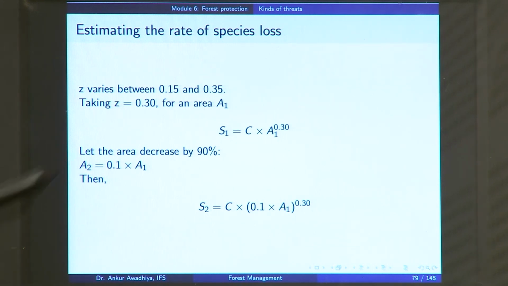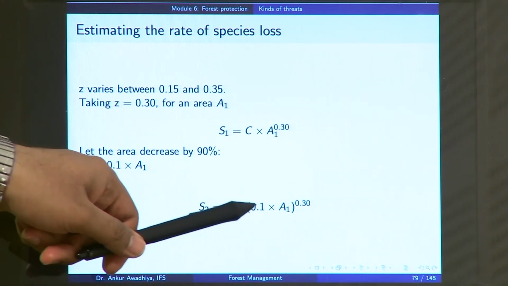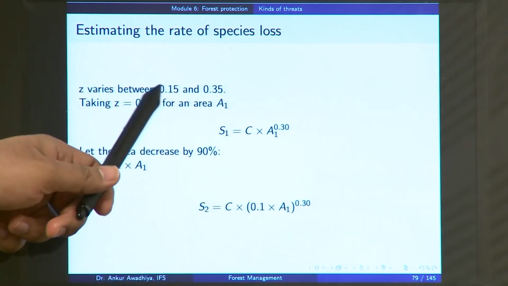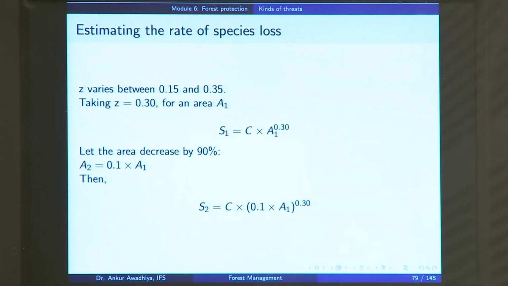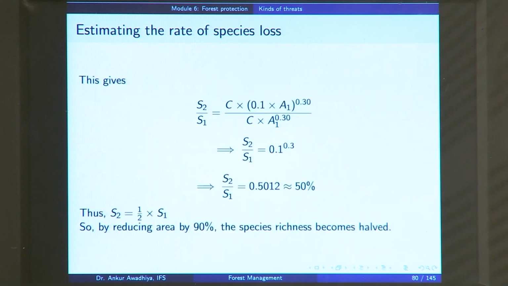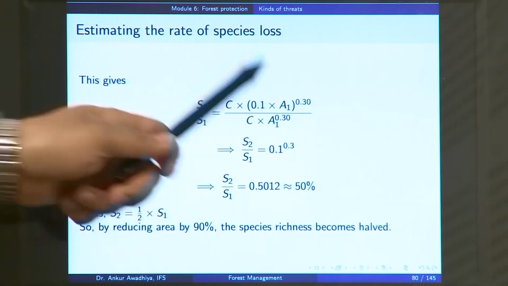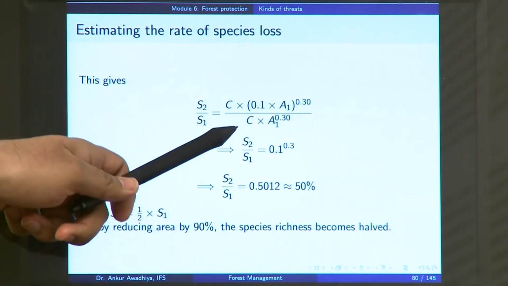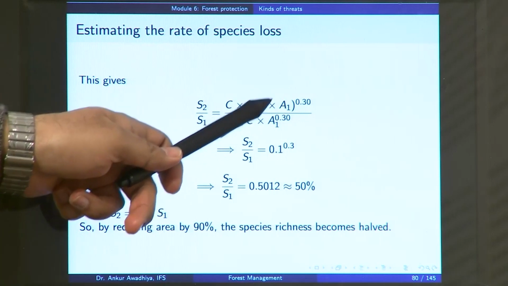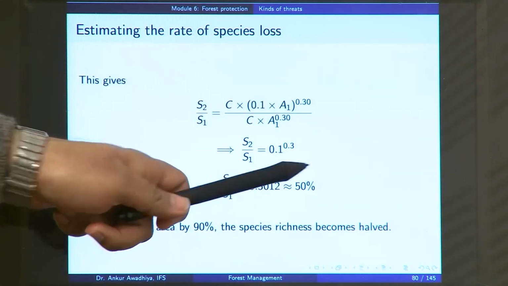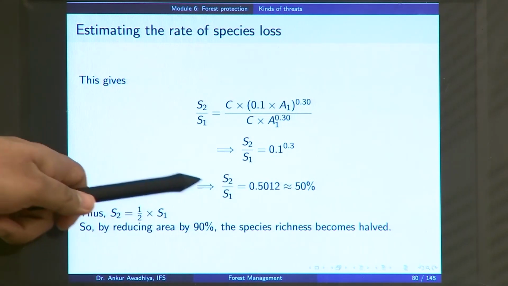In this case, S2 will be equal to C into A2 to the power of z. Now, A2 is 0.1 of A1 and z is 0.3 in this case. If we look at the ratio S2 by S1, we will get C into A2 to the power of z divided by C into A1 to the power of z. C and C get cancelled out, A1 to the power of 0.3 gets cancelled out. So, S2 by S1 is 0.1 to the power of 0.3, which is roughly equal to 50%.